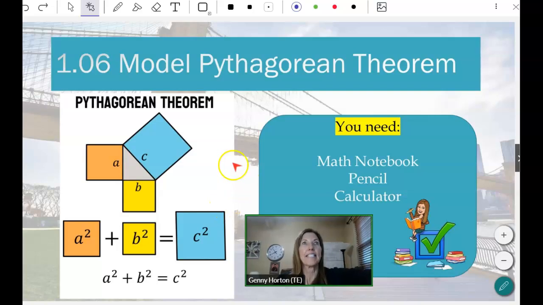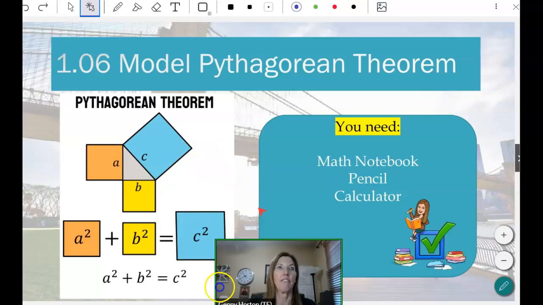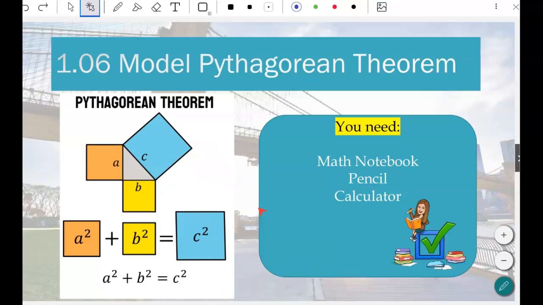All right, today's lesson is 1.06 Model Pythagorean Theorem. So really you just need your math notebook and a pen or pencil. You won't need your calculator today because we'll just be looking at the model, which looks like this. All right, we'll go ahead and get started.